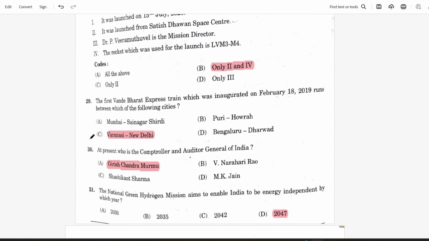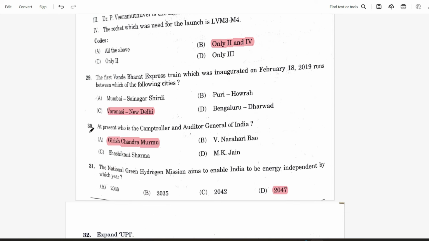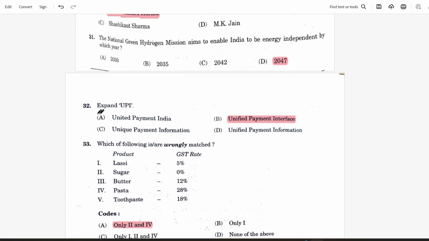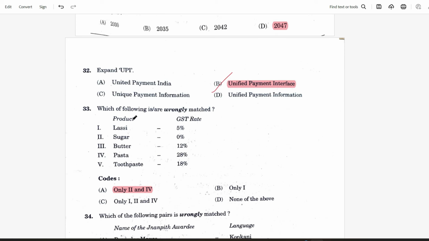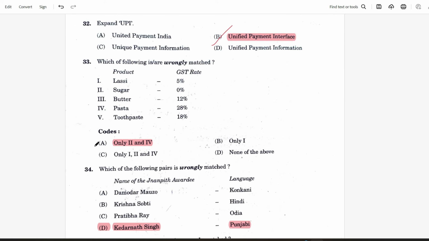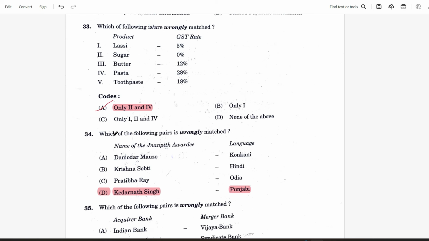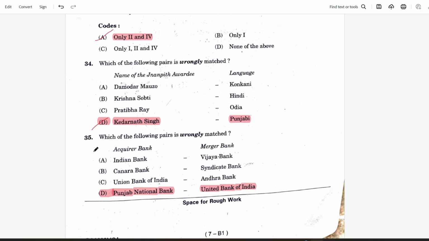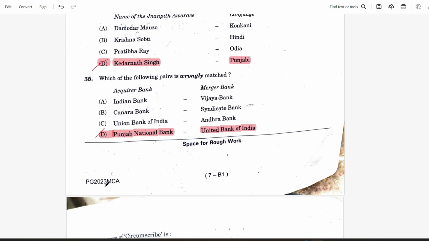For question number 29, option C is the right answer. For question number 30, option A is the right answer. For question number 31, option D is the right answer. And expand UPI, that is Unified Payments Interface, option B is the right answer. Which of the following is wrongly matched? So here option A is the right answer, and here option D is the right answer. Question number 34. 35, option D is the right answer.